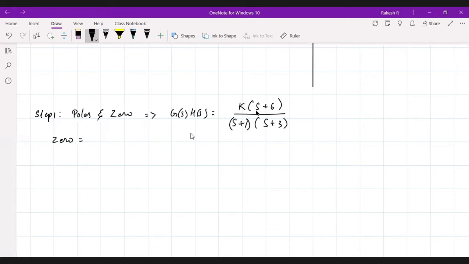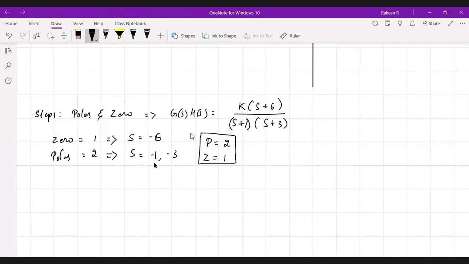The number of zeros will be 1, because s equals minus 6. Sorry, this is one zero in the numerator, s equals minus 6. Then we shall go with the poles. In the poles, we have 2 poles. In the denominator, we have (s plus 1) into (s plus 3), so s equals minus 1 and minus 3. So we got poles as 2 and zeros as 1. This is what we need to know in this.